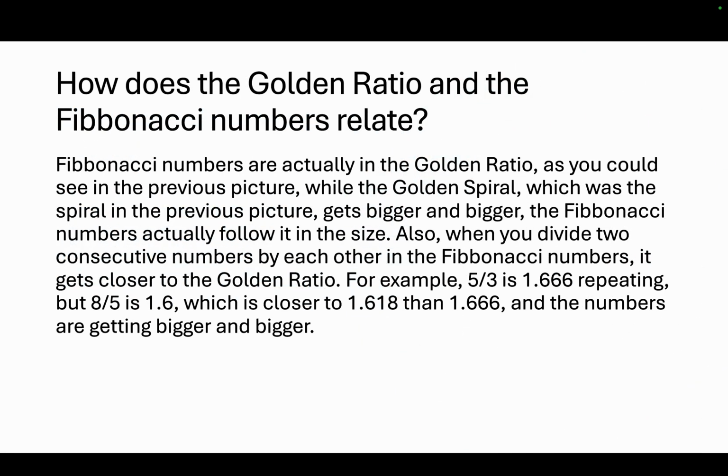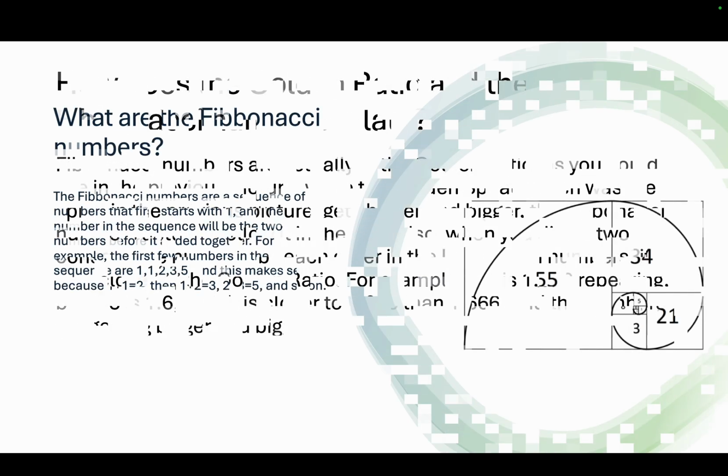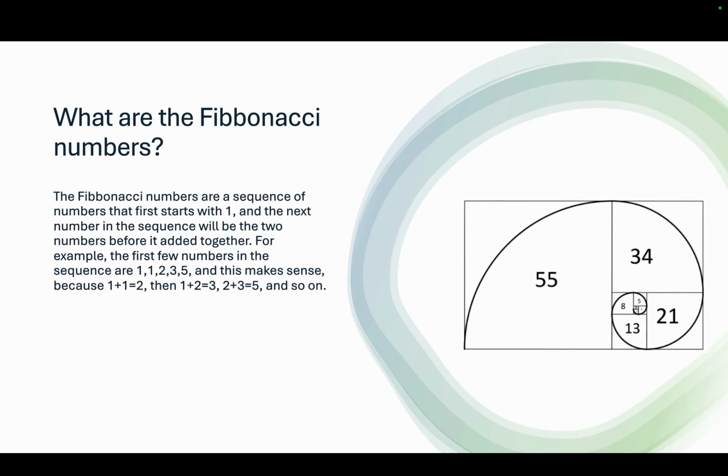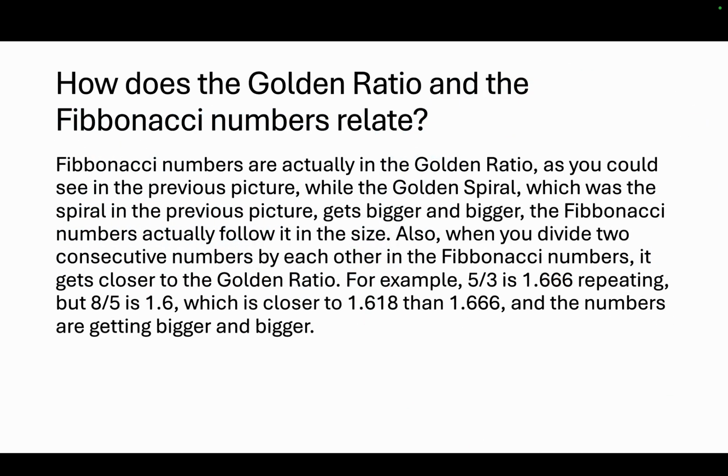How are the golden ratio and the Fibonacci numbers related? Well, Fibonacci numbers are actually in the golden ratio, as you could see in the previous picture, which is right here. As you can see on the side here, these are the Fibonacci numbers adding up in the golden spiral, making it bigger and bigger.